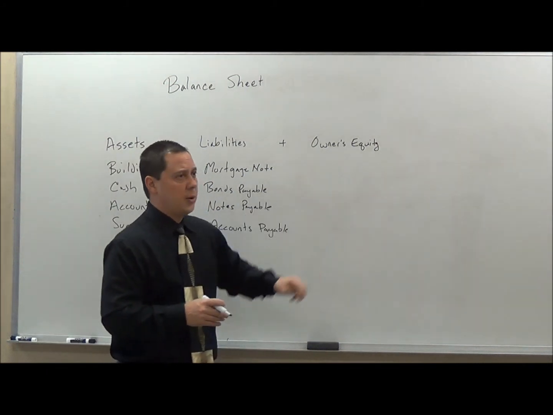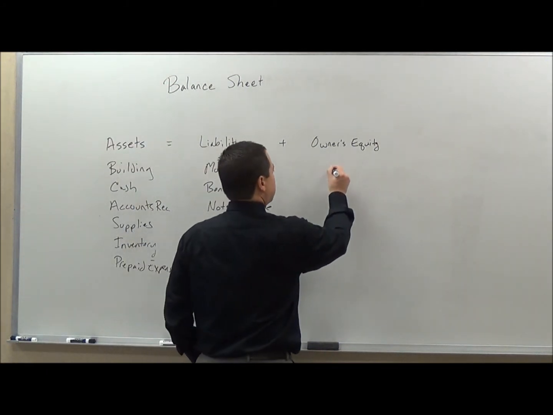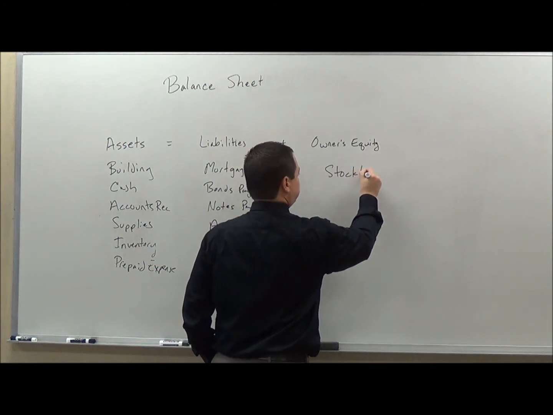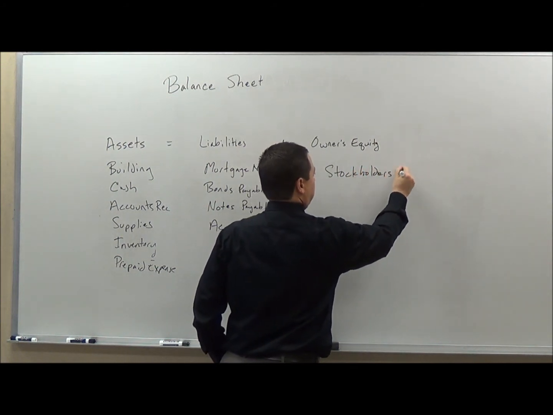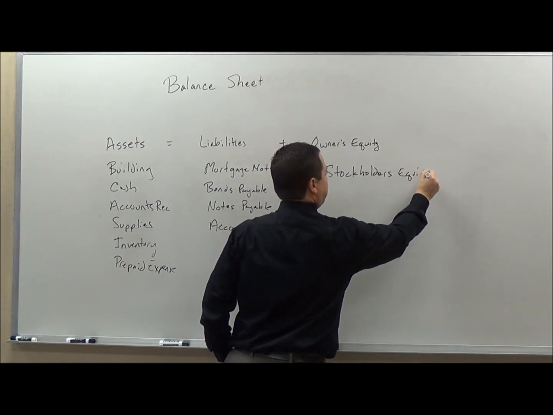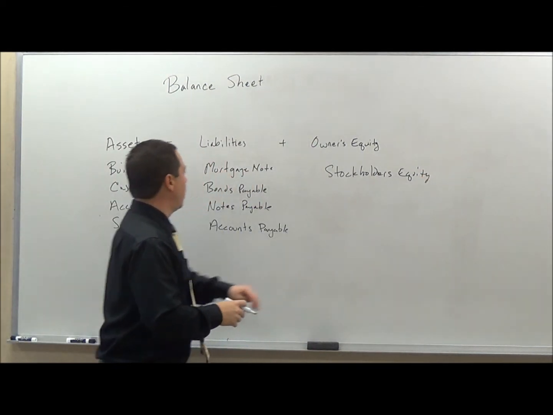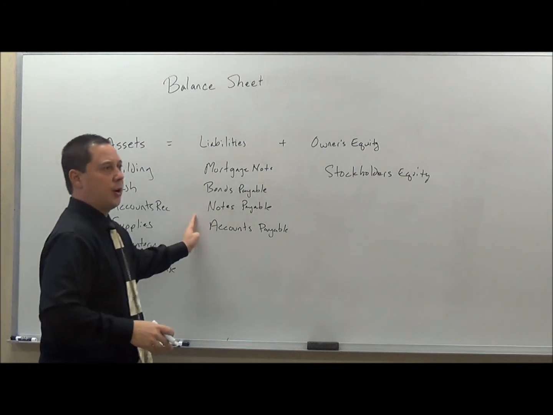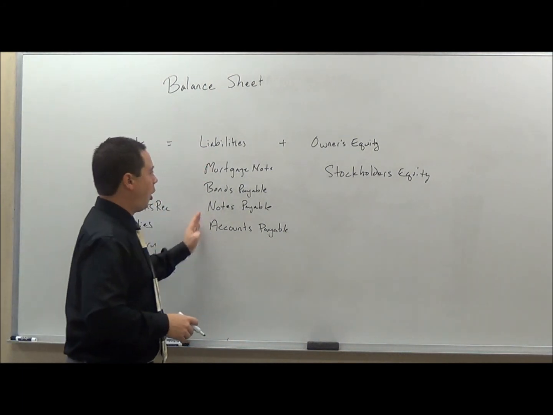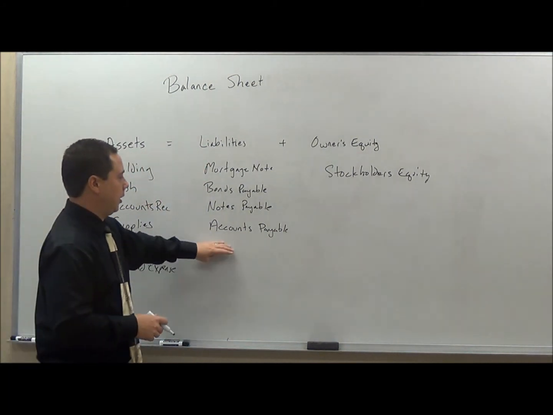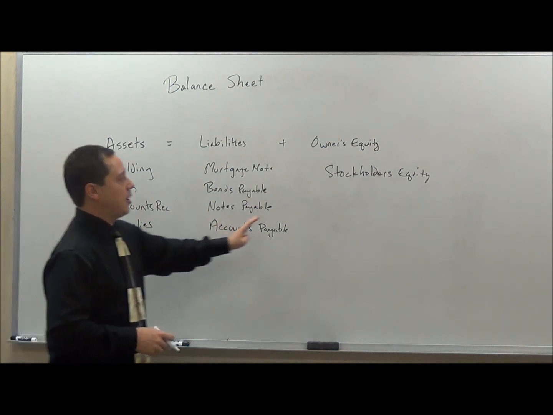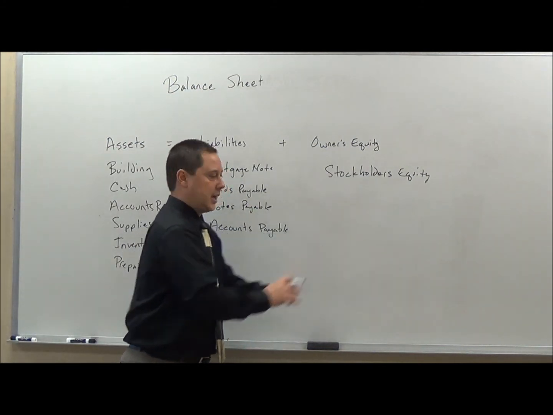And again, for owner's equity, we may have stockholders' equity here, but it's basically the rights the stockholders have, or whoever we have it here, to these assets after we have met our obligations in our liabilities. So basically they have the equity that's left as a part of that company.